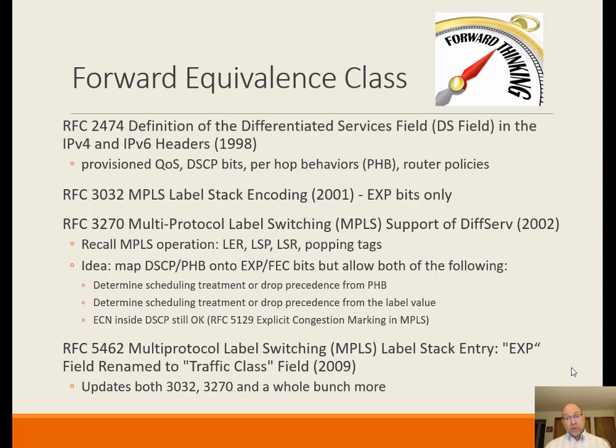Determine scheduling treatment or drop precedence from a per hop behavior, or simply from the precedence, or simply using the tag value for precedence. Now, there was also an addition of the explicit congestion notification, and that's also extended into MPLS as well. And just as a reminder that RFC 5462 officially changed the EXP bits to be a traffic class bits.